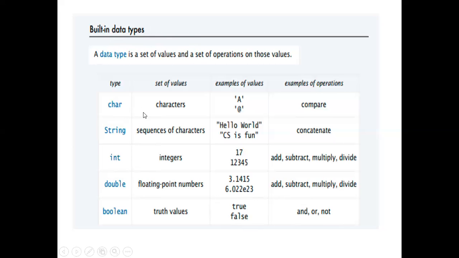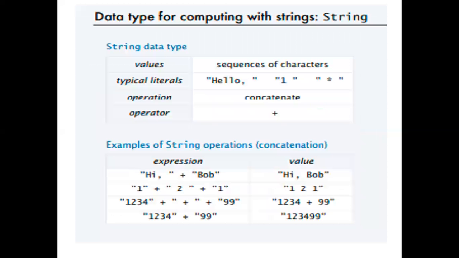We are going to study further about these data types and how they are performed. So let us start with the data type called string. As I told you, a string is a collection of characters, and the operation performed on a string is concatenation. Its values are sequences of characters, with typical literals like "hello one", with a space in it. That is why it becomes a string. The operation, as I told you, is concatenation.